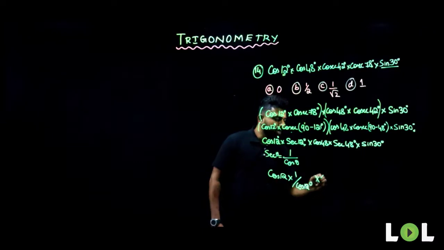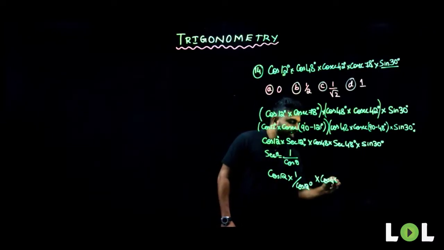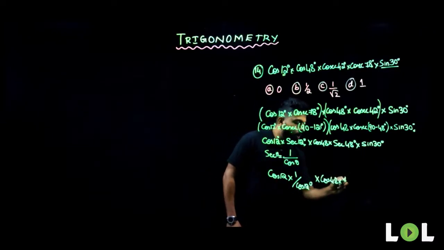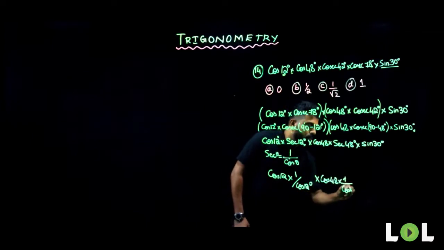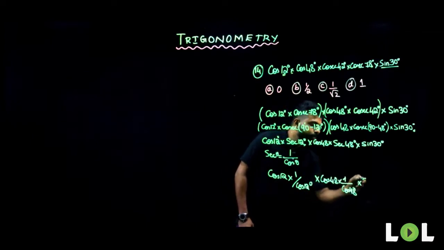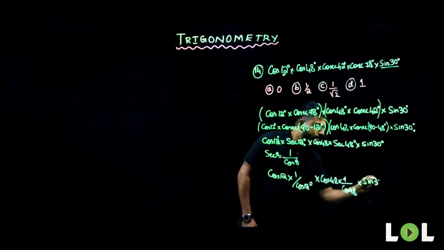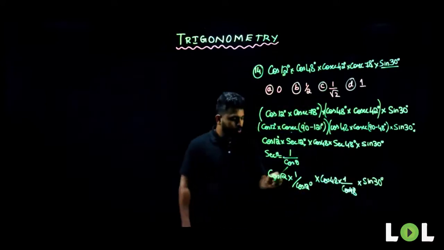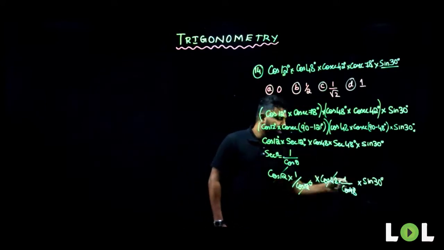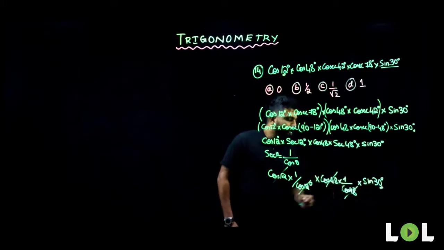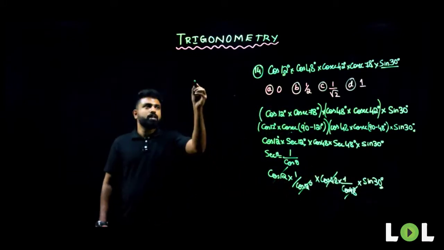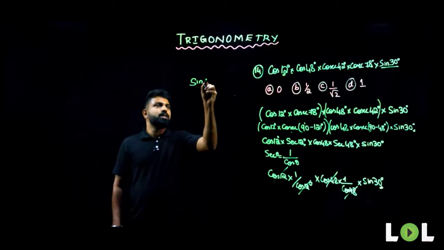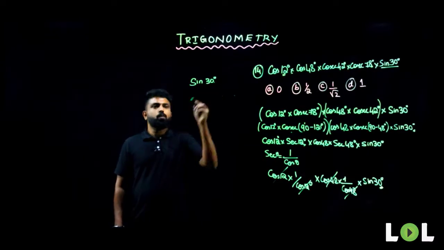Similarly for this as well, cos 48 remains as it is, into 1 by cos of 48 degrees into sin 30 degrees. Now what happens? Cos 12 degrees gets cancelled. Similarly for 48 degrees, and what will I be remaining with? I'll be remaining with sin of 30 degrees.